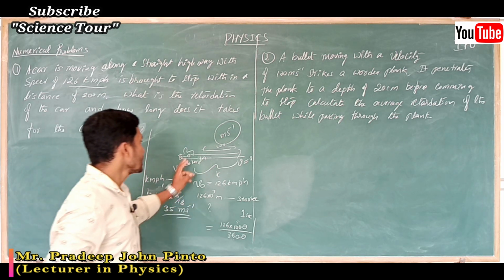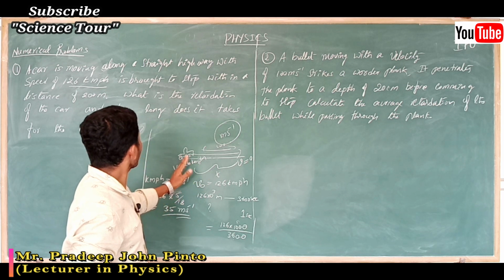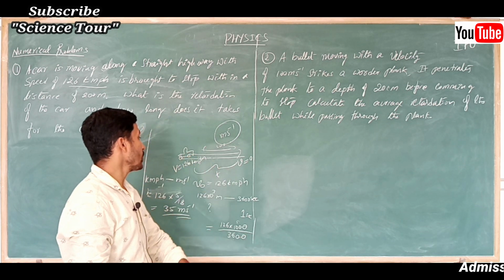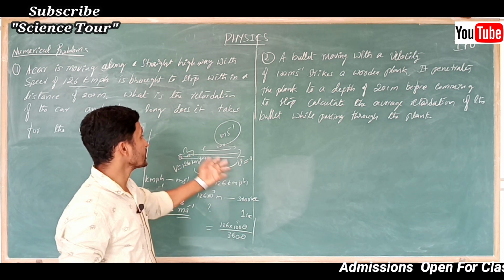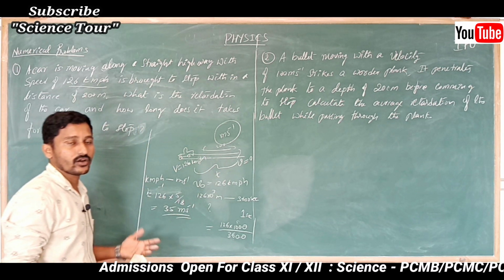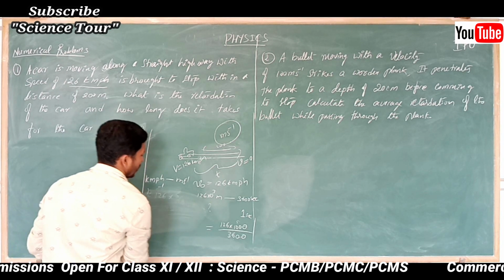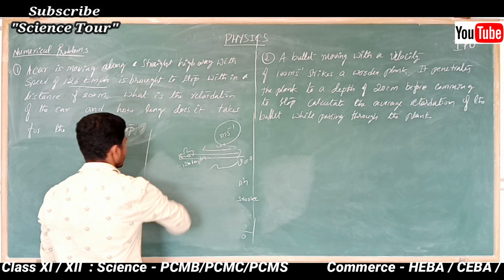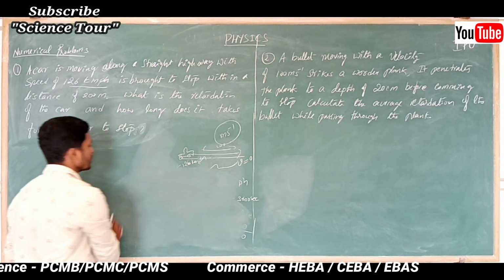Now what happens? Its brakes are applied and it is going to stop after 200 meters. Okay, then what is the retardation? What is the deceleration it has achieved? Deceleration or retardation is one and the same, or negative acceleration. Okay, that we found.